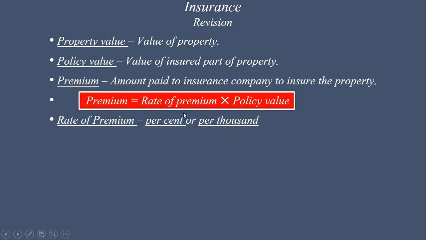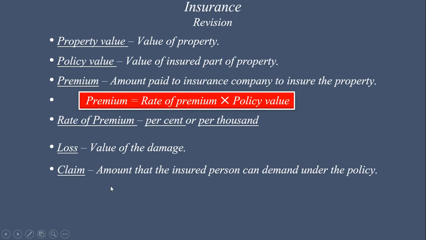If the rate of premium is, suppose, 5%, then we take 5 upon 100 into policy value. If the rate of premium is rupees 75 per thousand, then we take 75 upon 1000 into policy value. So premium is equal to rate of premium into policy value. Now loss, it is the value of the damage.